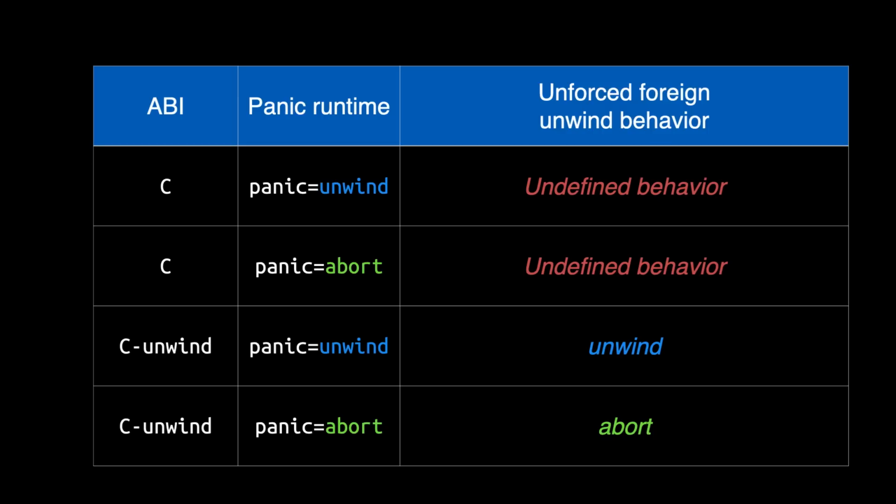Its behavior is defined to follow the behavior of the panic runtime, bringing yet more sanity to dealing with C and other ABIs. The C ABI variant will probably adopt this behavior in a future release someday, but you can start using it with the C-unwind variant today.